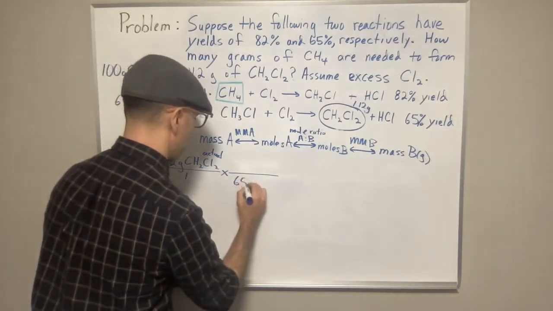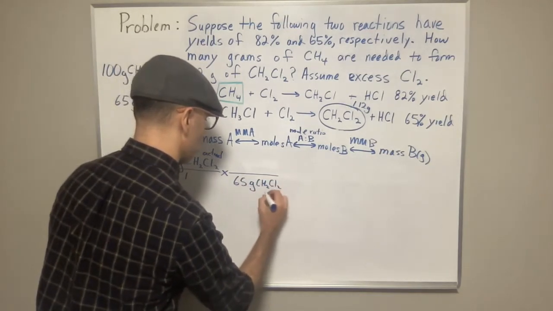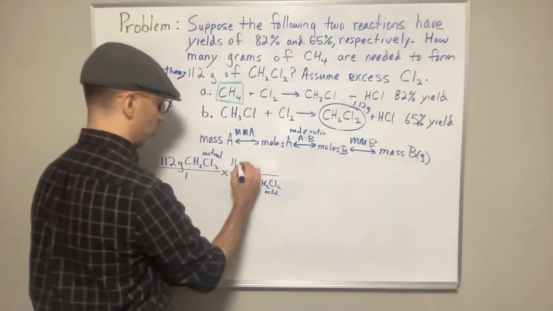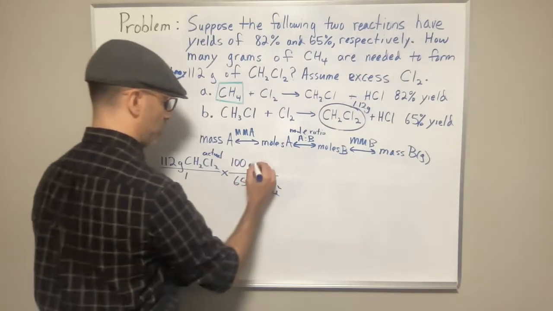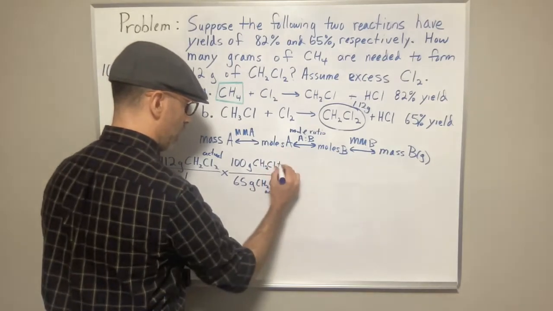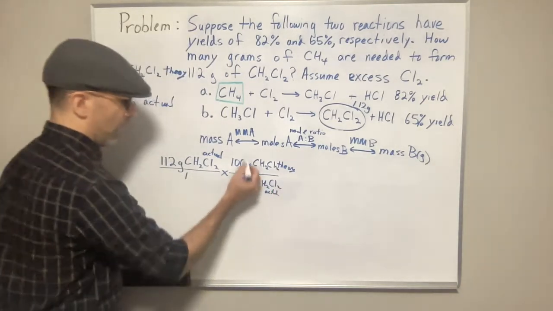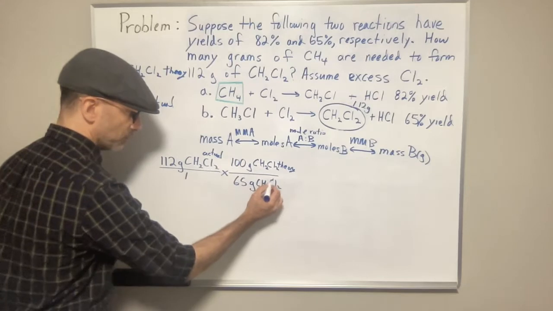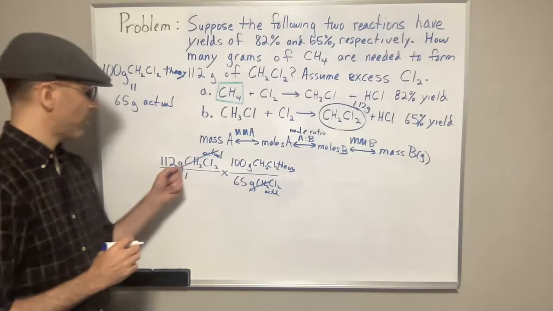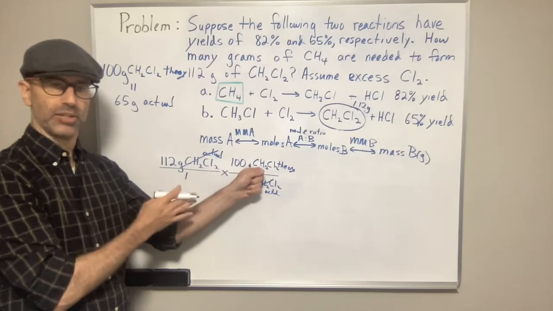So 65 grams of CH2Cl2 actual, but what I should have gotten was 100%. So I'm going to put 100 grams up here. That's CH2Cl2 theory. That's what I should have gotten. I'm going to use that to go back to what I should have gotten. So now I've gone from actual to theoretical. That was my theoretical amount that I should have gotten.